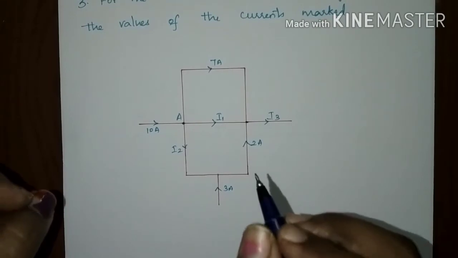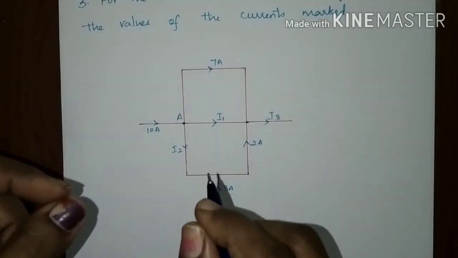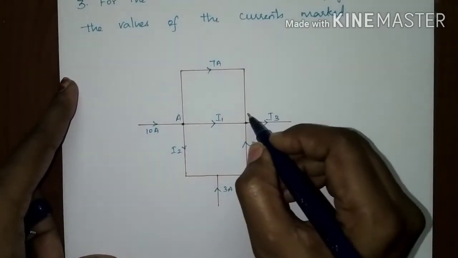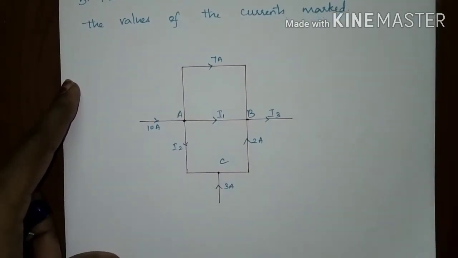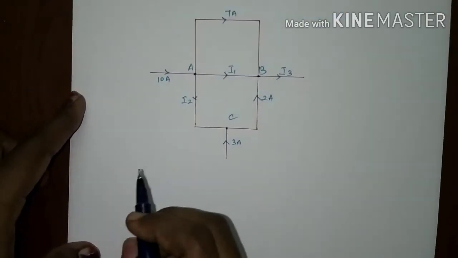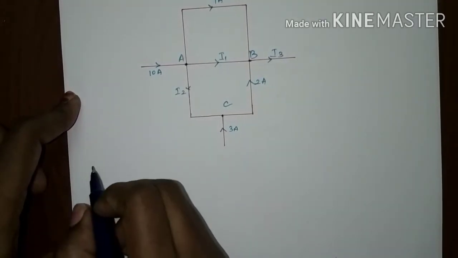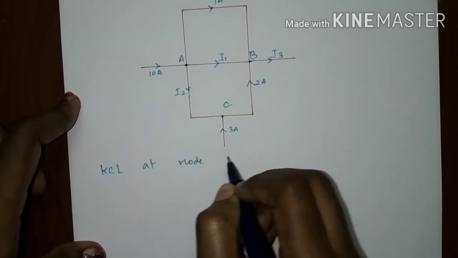principal node. If more than 3 branches are connected together to a common point, then that point is termed as a principal node. Here this node is mentioned as A and this is B, and consider this node as C. So once you have marked the principal node, now apply KCL in node A. So KCL at node A.